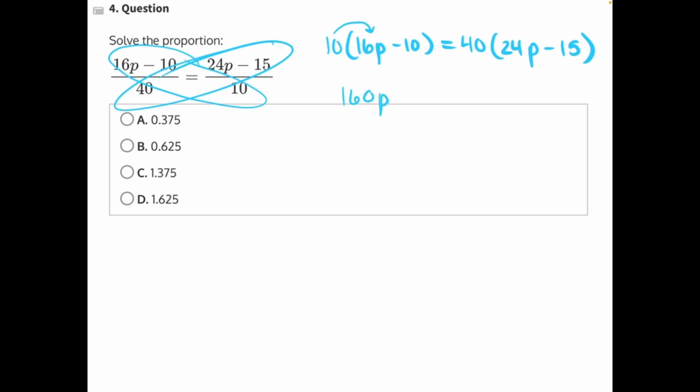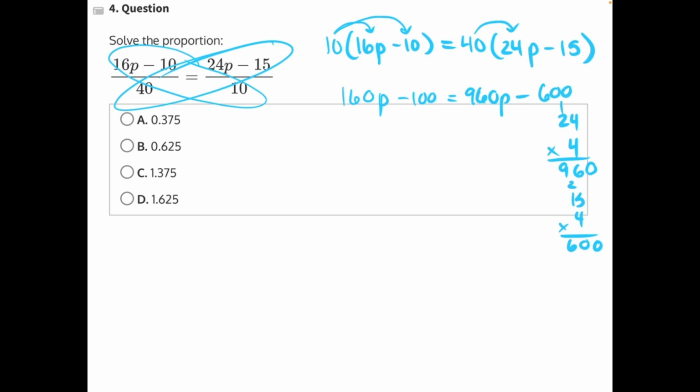We're just adding on that extra 0. 10 times negative 10 will give us a negative 100. Then over here we'll have 40 times 24, and what I'd recommend for this is actually do 4 times 24. 4 times 4 is 16, 4 times 2 is 8, plus 1 is 9, and then add on the extra 0 from 40. So we'd have 960p minus, then we can do 15 times 4, 60, and add on that extra 0, minus 600.